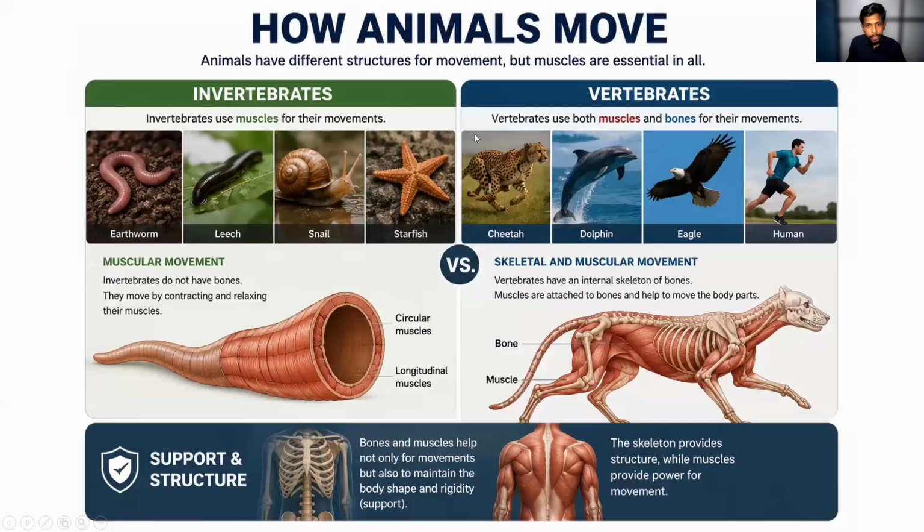Listen here. You know there are vertebrates and invertebrates, right? Vertebrate means they have a backbone. Invertebrate means they don't have a backbone. So those who have a backbone, especially vertebrates, will use the bones and the muscles. For example, if I want to move my hand, I need the muscles. With the support of the muscles, I am moving the bones. And invertebrates don't have bones, so they will use only the muscles.